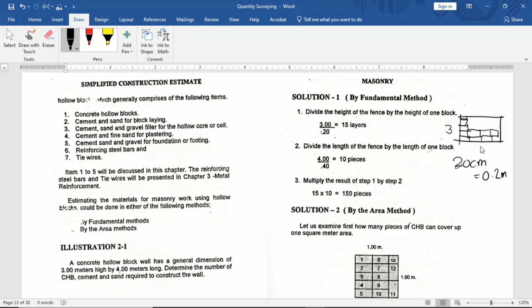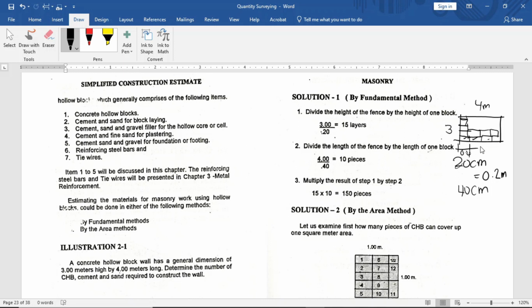How about naman sa length na 4 meters? Divide the length of the fence by the length of one block. Kanina nga, ang length ng hollow blocks is 40 centimeters, so 0.4 meters. So, ilang 0.4 ang makukuha natin sa 4 meters. 4 meters divided by 0.4 meters is equal to 10 pieces. So, 10 pieces ng blocks, horizontal yan. So, 1, 2, 3, 4, 5, so on and so forth, hanggang umabot ng 10 pieces.